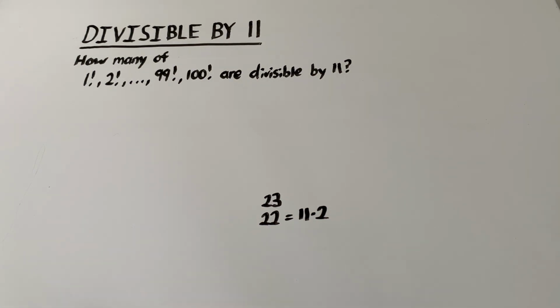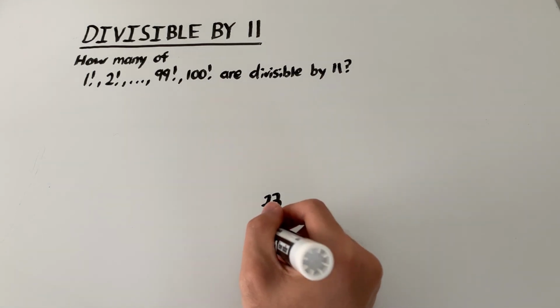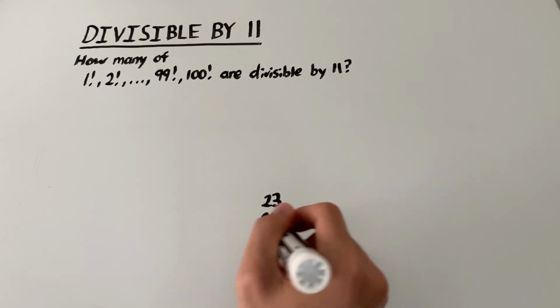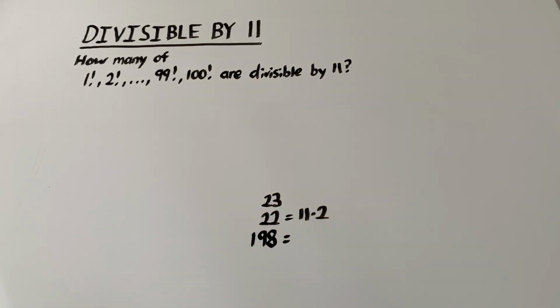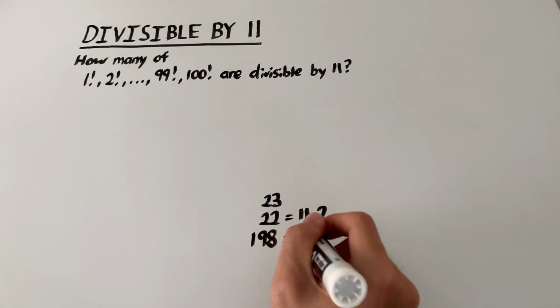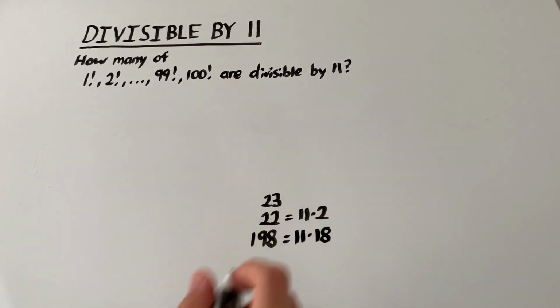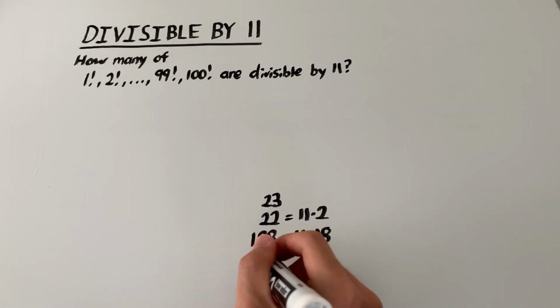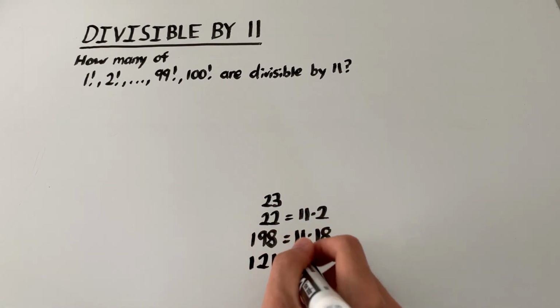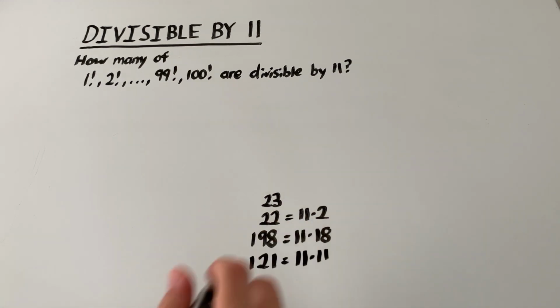For our next example, let's say we have 198. Well, this one is also divisible by 11 because it can be factored as 11 times 18. And what about 121? 121 is 11 times 11. So it definitely is divisible by 11.